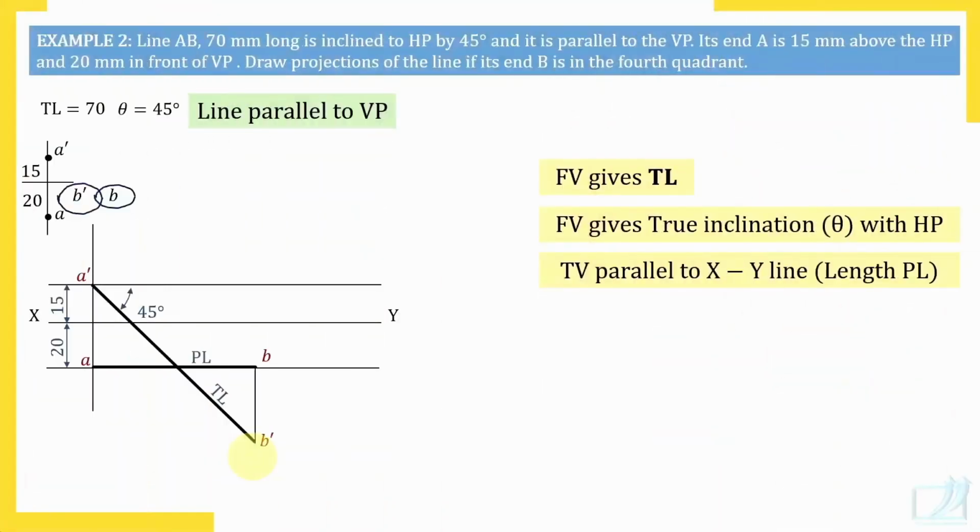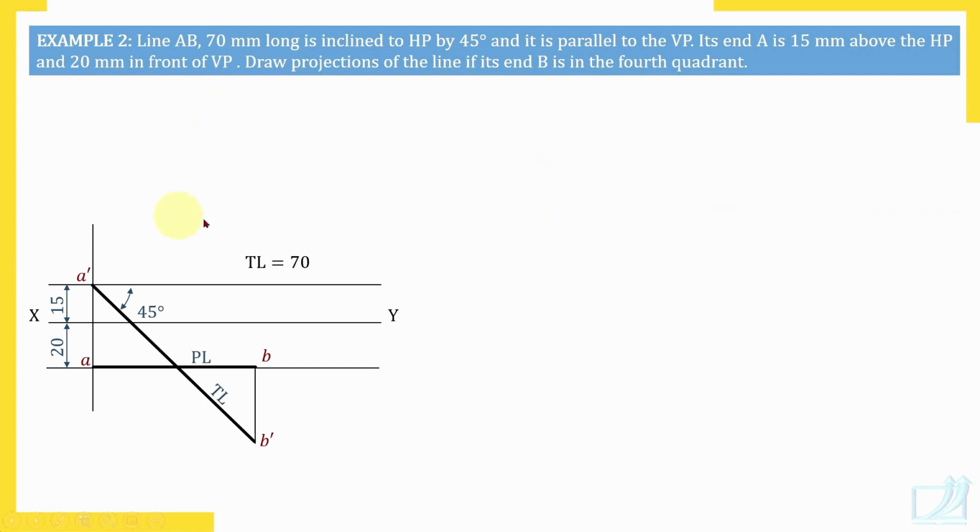And now we'll insert dimensions. So given dimensions only, so 15, 20, then angle 45 degrees, and true length 70, that you write nearby the diagram. And finally, this is how the drawing will appear in your drawing. Now also take care, TL, that is this length, true length. PL, when you label a line, that label must be above the line. So check here, TL is written above the line, not below the line. PL is labeled above this line AB, not below the line.